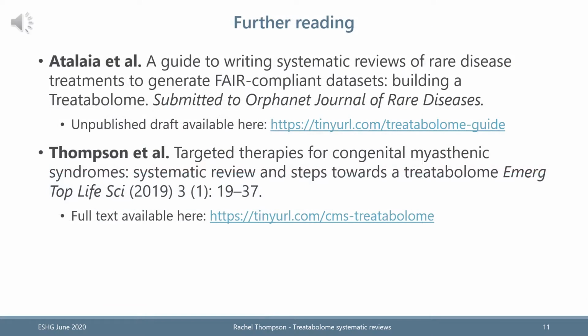In terms of further reading, there are lots of very good general guides available online on how to do systematic reviews. But specifically for the Treatabolome, Antonio Atalaya has written a comprehensive guideline that's been submitted to the Orphanet journal. It's not actually published yet, but because it's quite useful for anyone who's working on these reviews, we've made the submitted version available, this link here. Our original paper on treatments for CMS might also be worth having a look at, so that you can compare that with how you would approach it for your own diseases of interest.